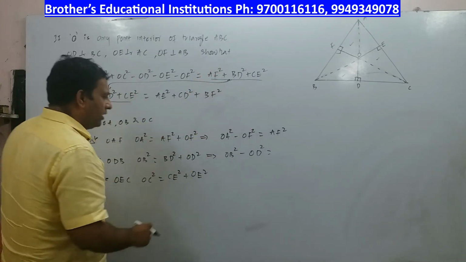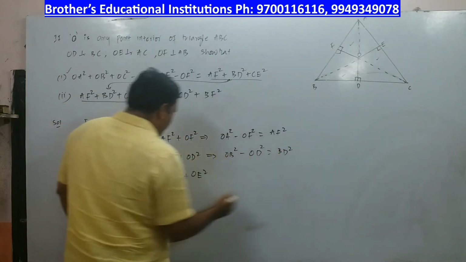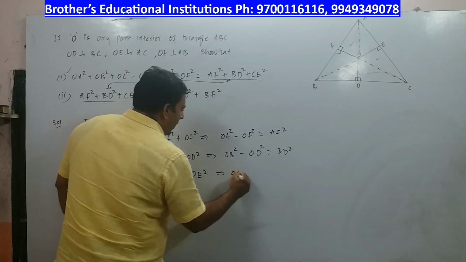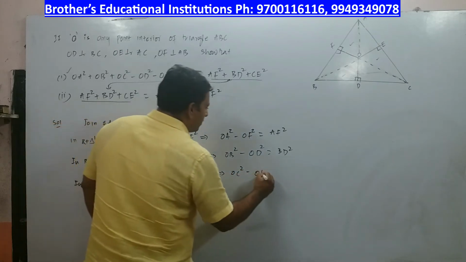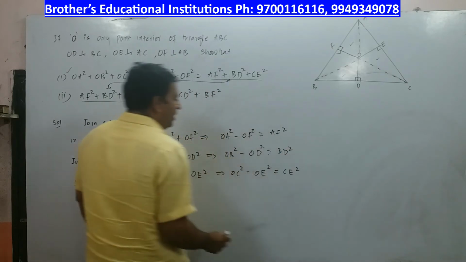That you have to keep working all the time. So OB square minus OD square will be equal to what? BD square. Similarly, OC square minus OE square is equal to what, sir? CE square.